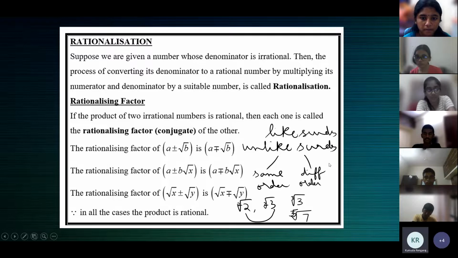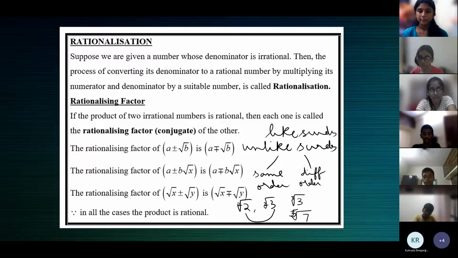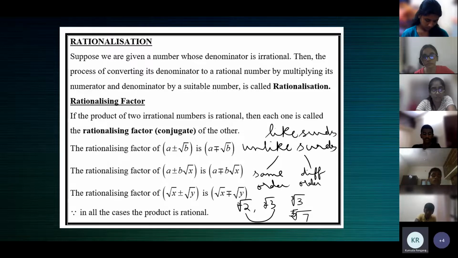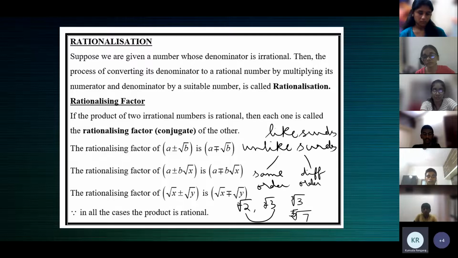Like surds will have the same order. There is no question of different order. Unlike surds are of two types: same order, different order. On like surds, you can add, subtract, multiply, divide. You can perform all the 4 mathematical operations on like surds. Like terms can be added, like surds can be added, subtracted, multiplied or divided.